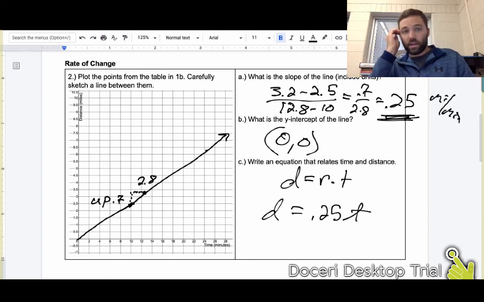Right? And so that's the beginning of rates of change and slope. In the next video, we'll talk more about slope explicitly just in the context of graphs, but these are a few applications of rate of change, which, as you can see in this example, is the same thing as the slope of the line in the problem.